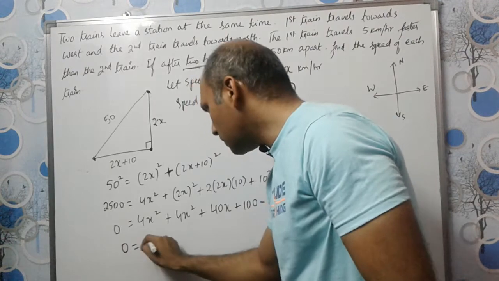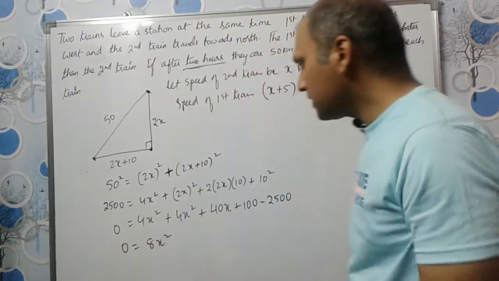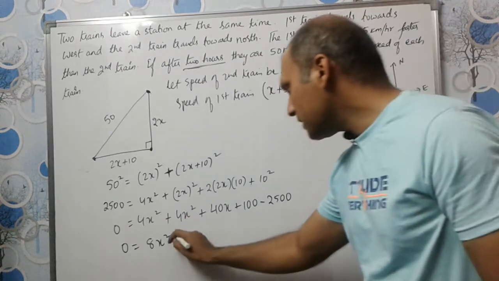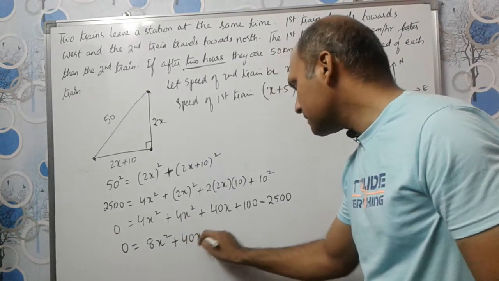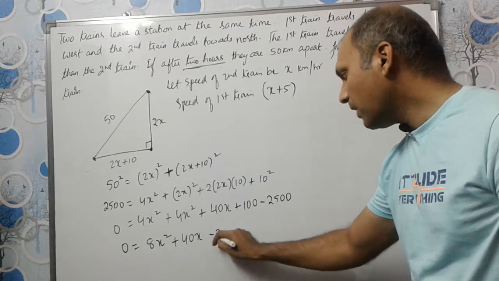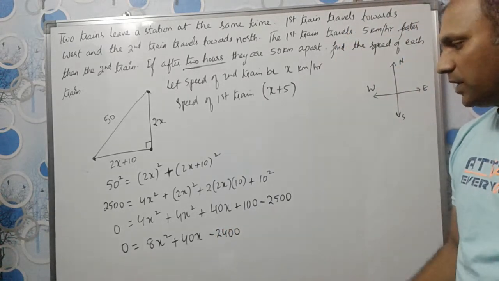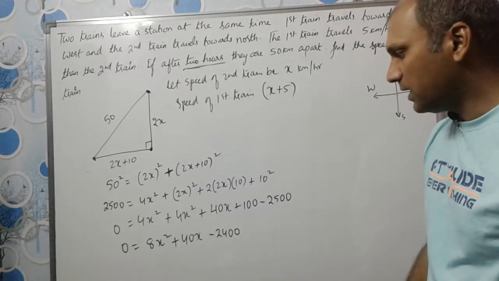So 0 is equal to 8x square. Why 8x square? We have 4x square, 4x square, total is 8x square plus 40x. This one, 100 minus 2500 is minus 2400, right? Minus 2400.